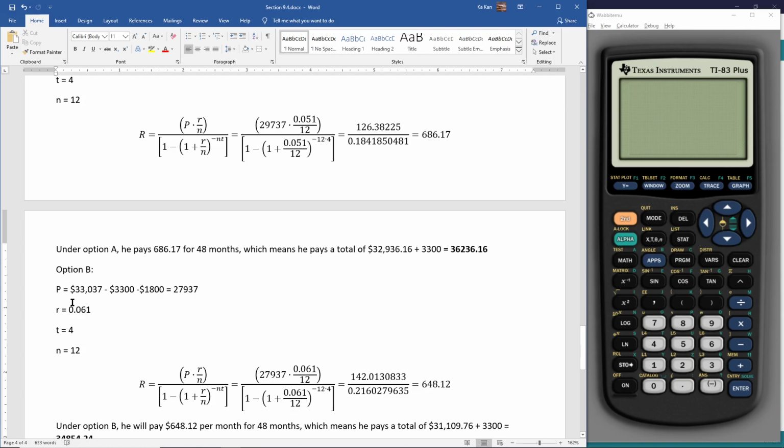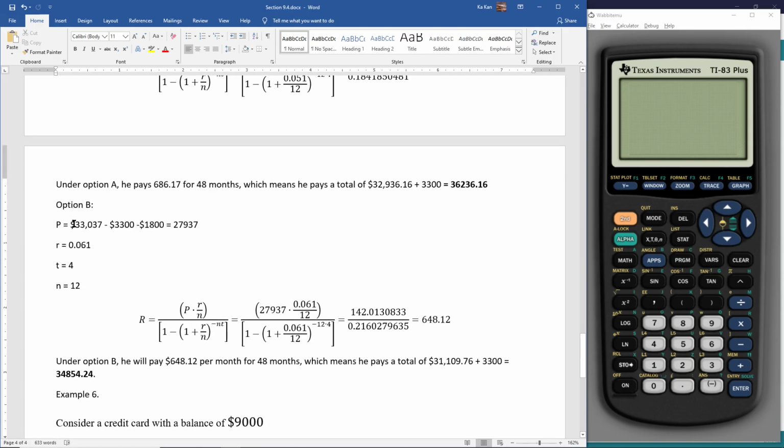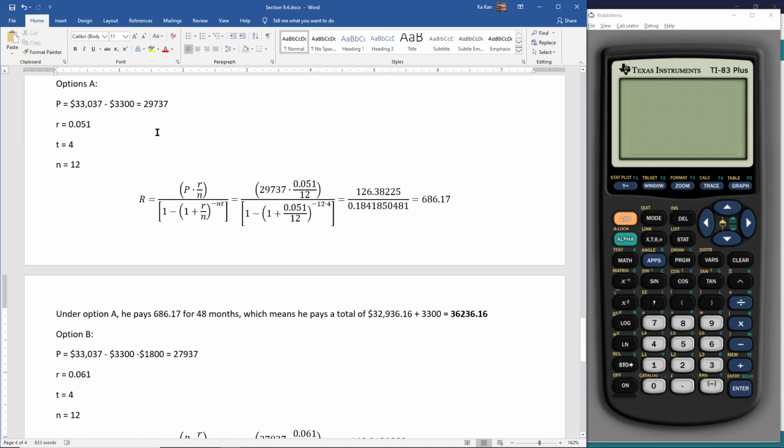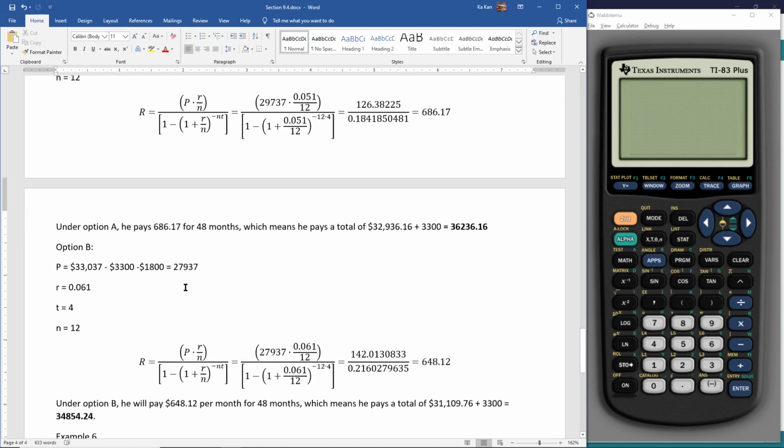Now, under option B, you have to be more careful. This is the principal, but you already paid the down payment, which is $3,300. But you're also taking $1,800 out because that's the cash back. You got to take that. You paid it as a down payment, so now your new principal is a little bit smaller than option A. So that's the principal.